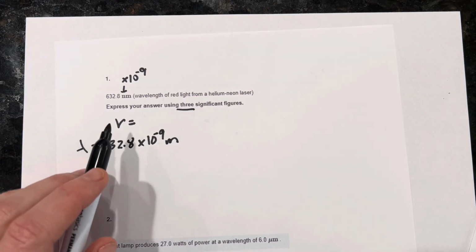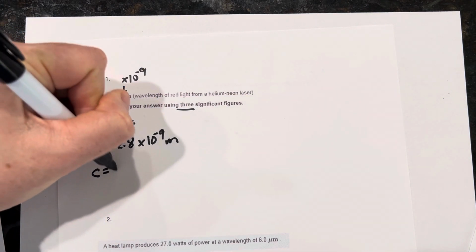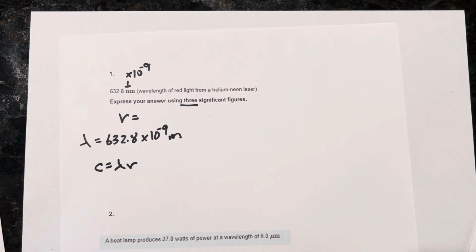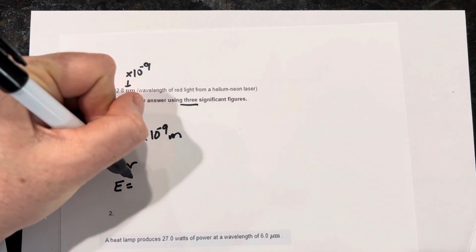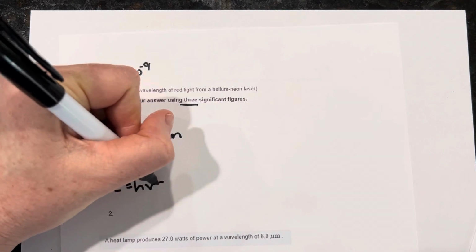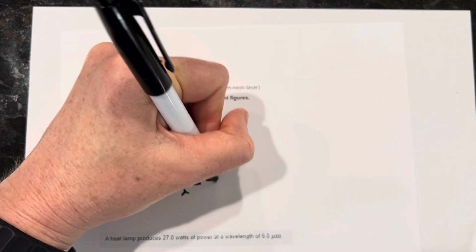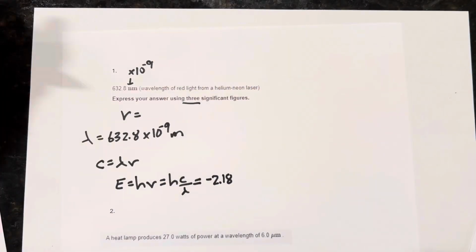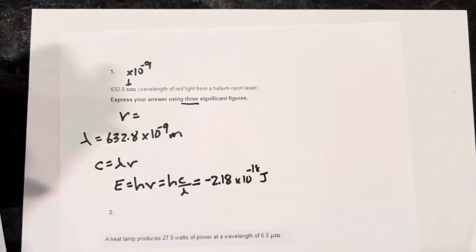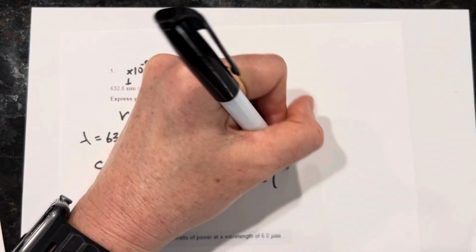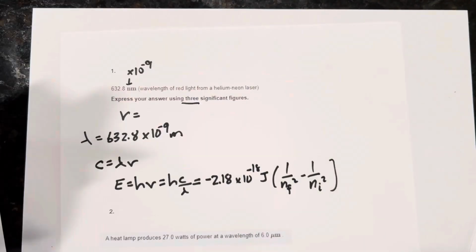Okay, we're trying to find frequency. If you remember, the relationship between those two is c equals lambda nu. You could also just as easily, if you only remembered the one equation, which is h nu equals hc over lambda, and I'll just do the whole thing because I didn't write it so clearly last time. Negative 2.18 times 10 to the negative 18 joules, and then times 1 over n final squared minus 1 over n initial squared.